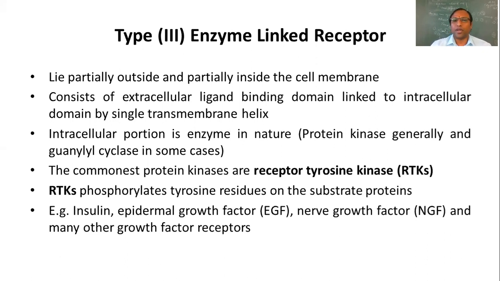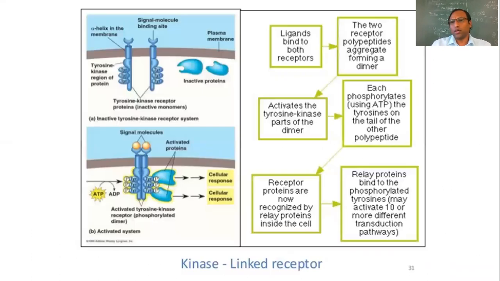Due to this, the different receptors there are insulin, epidermal growth factor like EGF, nerve growth factor like NGF, and many other growth factor receptors. So how are they going to work? Consider this is our tyrosine kinase which is present here. Tyrosine is there. Now the ligand which is there is open.